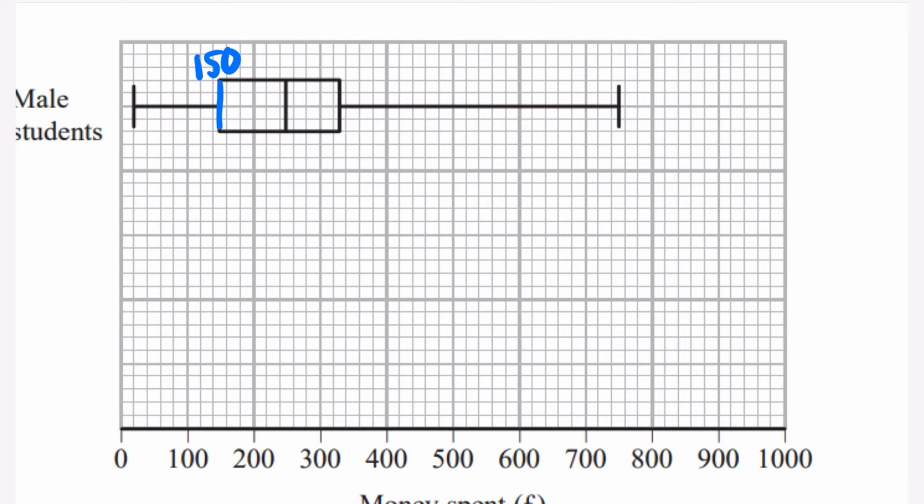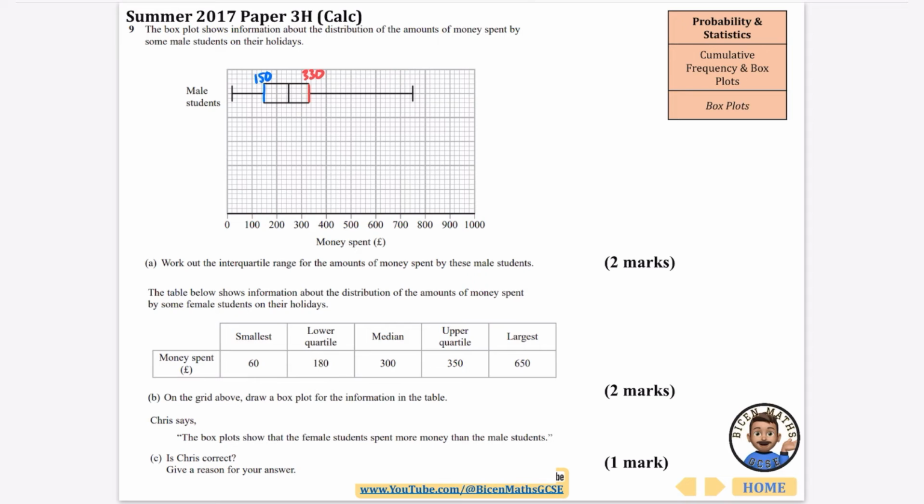And then I'm going to also have a look at the upper quartile. This looks a little bit trickier to see. So if each of these blocks are worth 20, a little half block is 30. So I think that that is 330. So when I zoom back out, it says work out the interquartile range. So our interquartile range is the upper quartile, 330, minus the lower quartile, which is 150. So the interquartile range is £180.